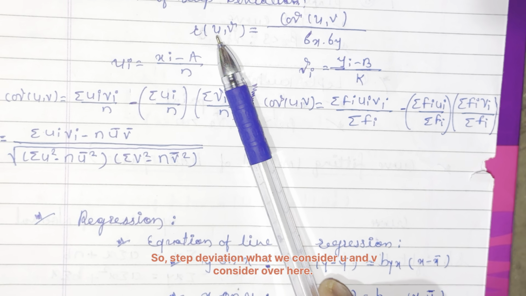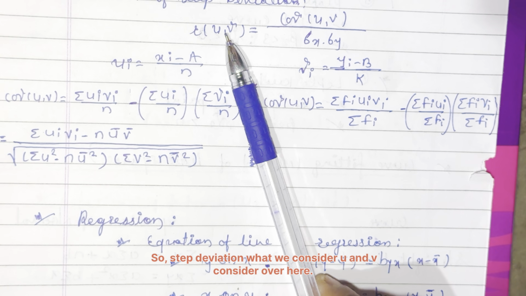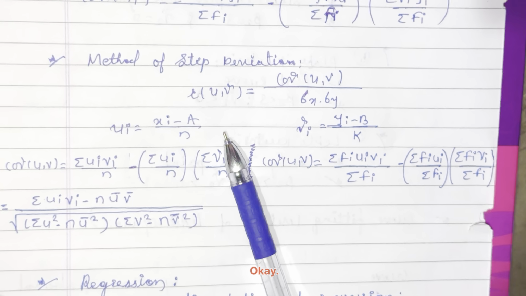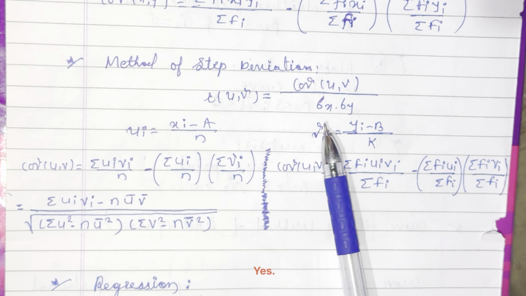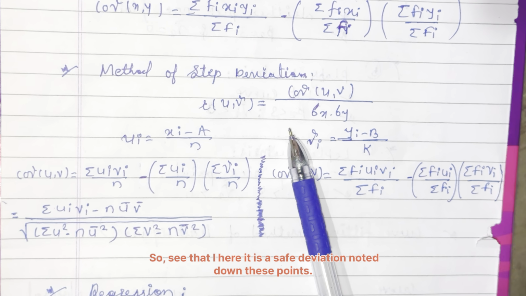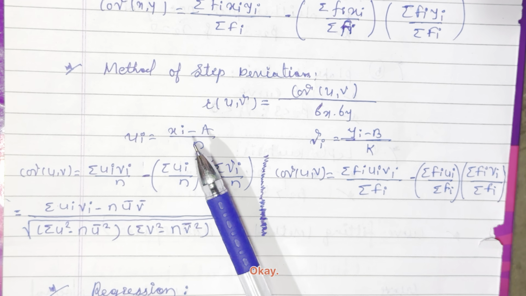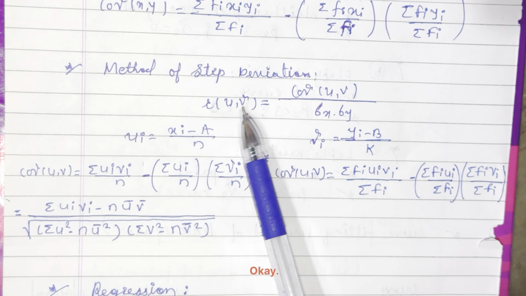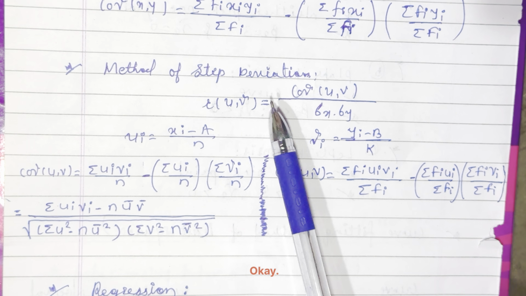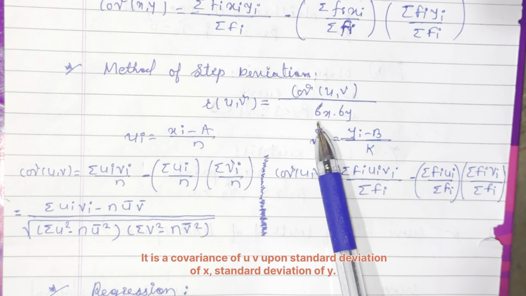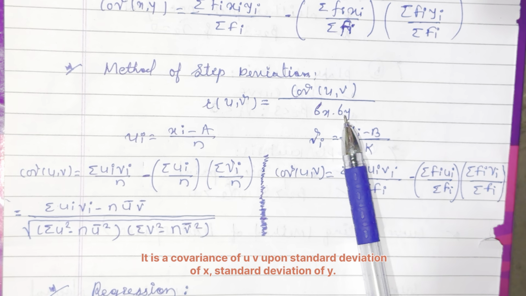Okay, so for step deviation, we consider u and v over here. Note down these points. The correlation r of uv will remain the same. It is the covariance of uv upon the standard deviation of x and the standard deviation of y.